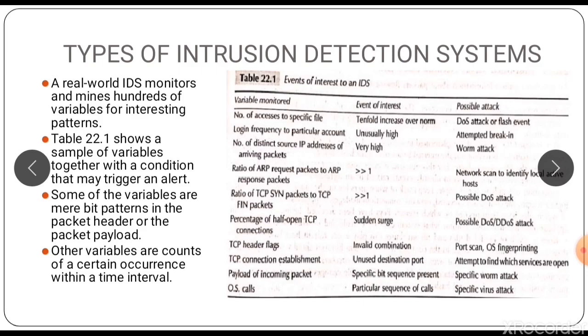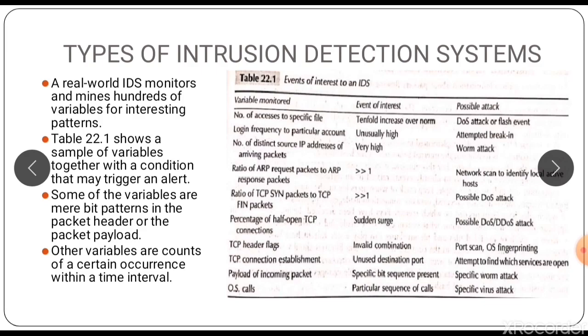So just look at some of the events in the table. The first one, the variable monitored is the number of accesses to a specific file. The event of interest is when the access to that specific file suddenly increases 10 times over the normal. So it may be indicating a denial of service attack or a flash event.